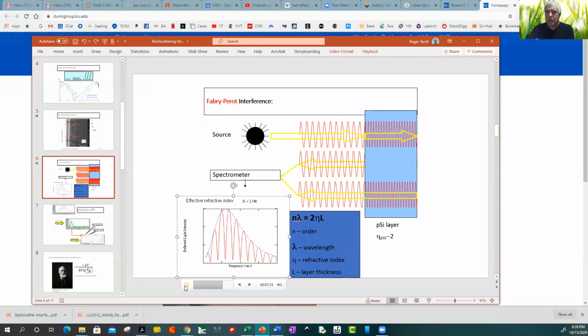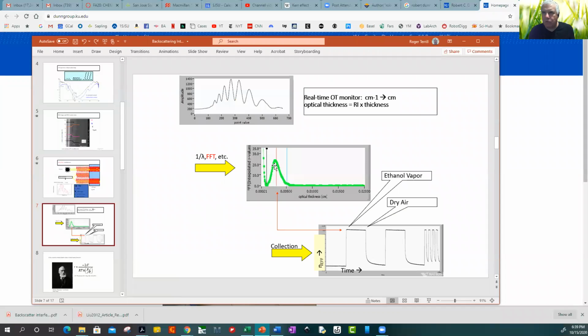As it accordions, the frequency increases. Say the refractive index goes up, then the frequency component in here will increase, right? And then this peak will move to the right, I guess, with increasing refractive index. So if you have ethanol vapor and dry air, you can cycle it past a piece of porous silicon. It's like a soap bubble film, and you can watch it absorb the gases in that way.